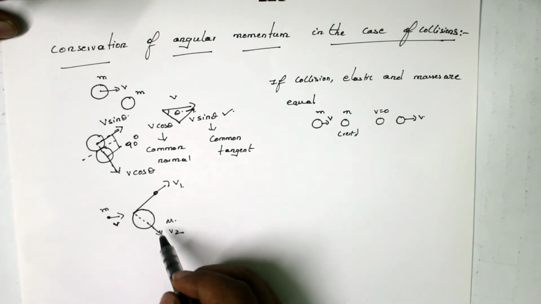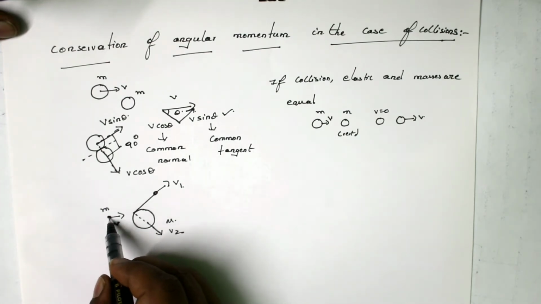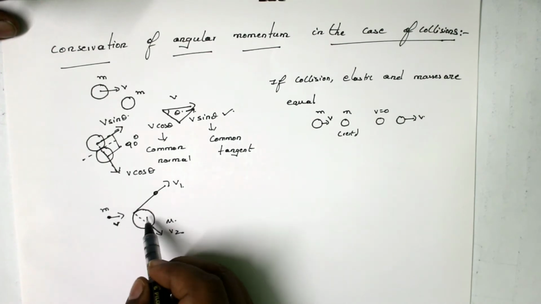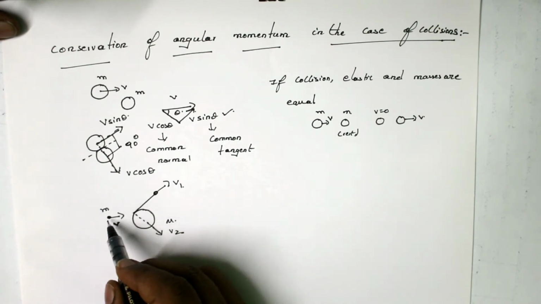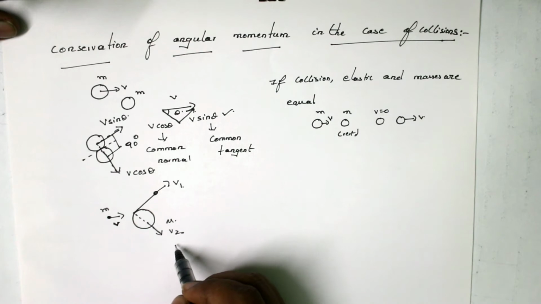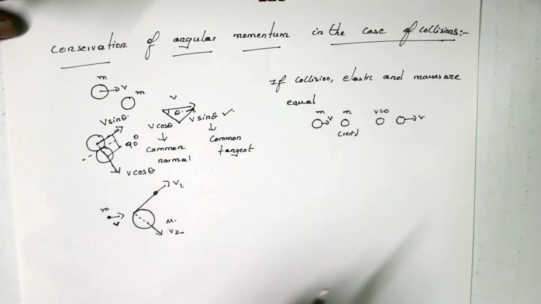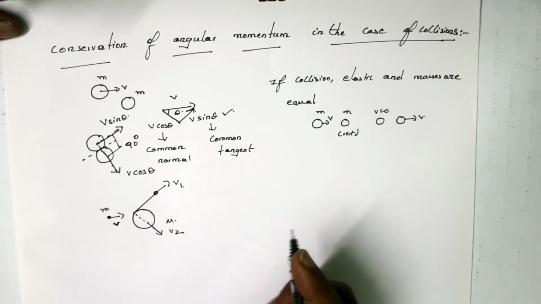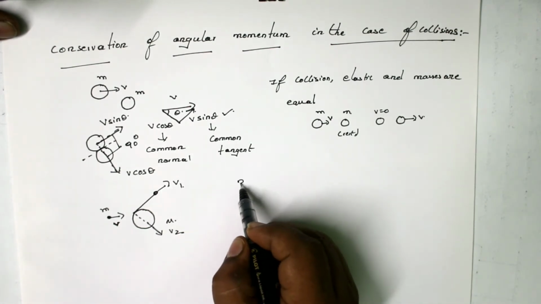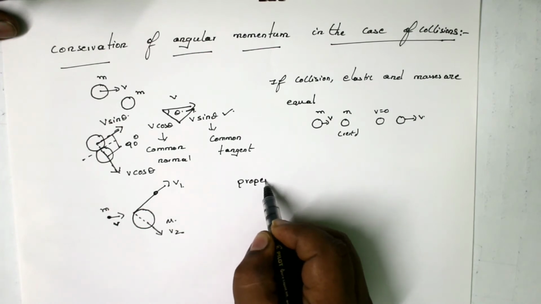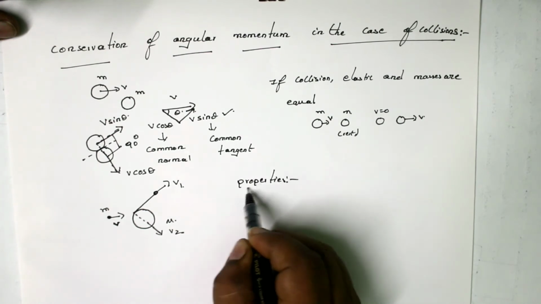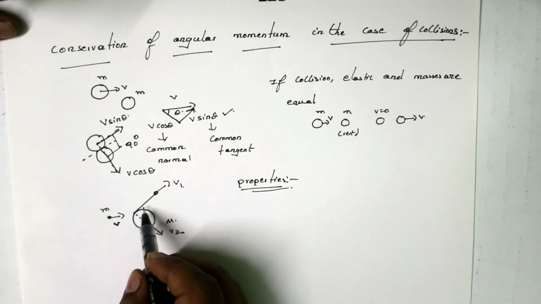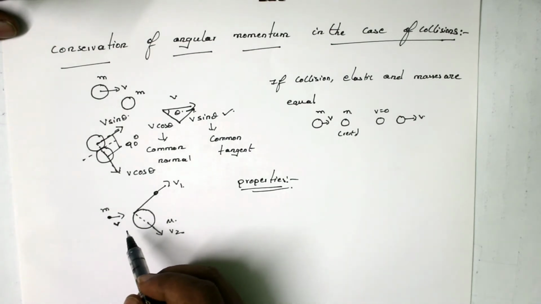So in this condition also almost the same condition will be satisfied, because one particle is a very small particle, so it almost completely loses its velocity in the direction of the common normal, and it has velocity only along the common tangent. So now let us see what the properties are in this type of collision, if one mass is a very small mass and the second mass is a very, very big mass.